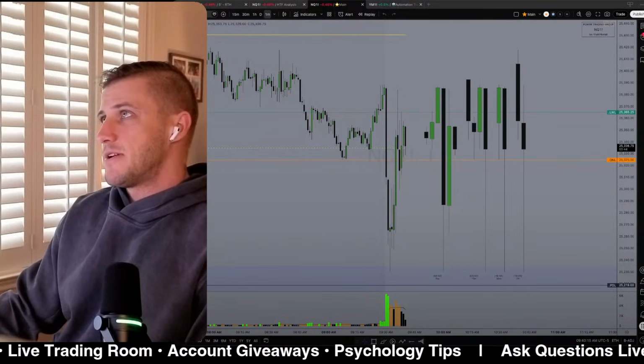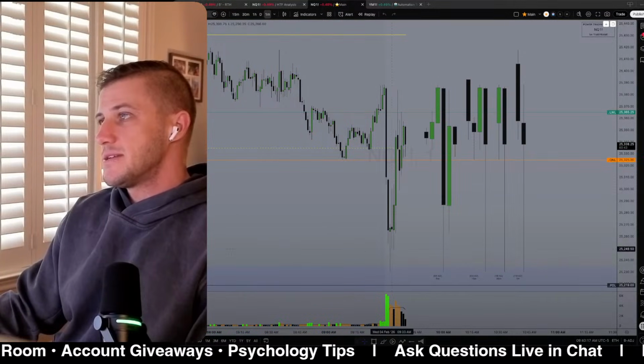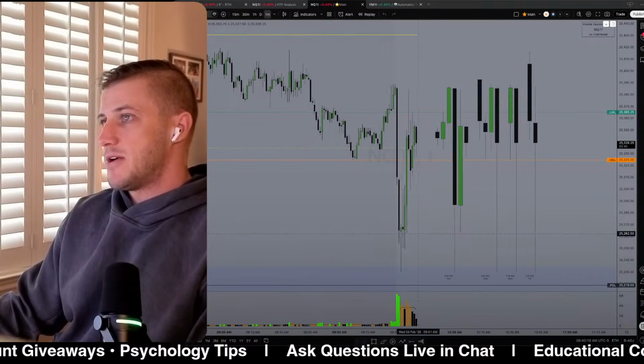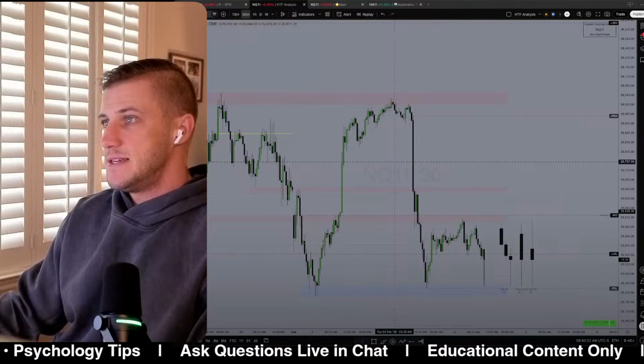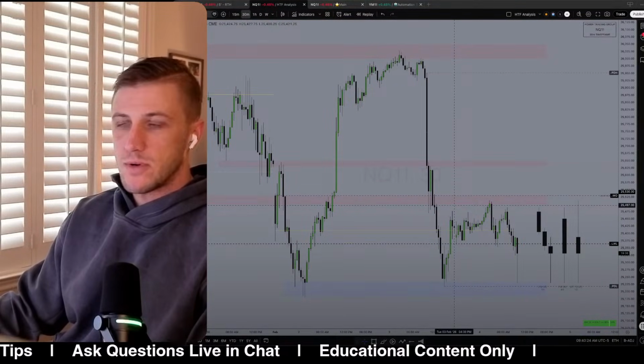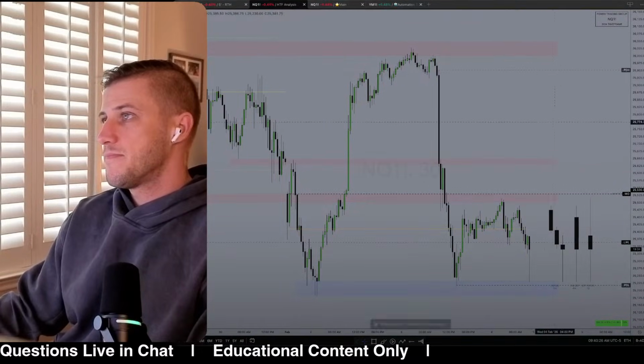So volume kind of tapering down already. We saw price retest that prior day low area, kind of bounce versus the higher time frame support zone so far.